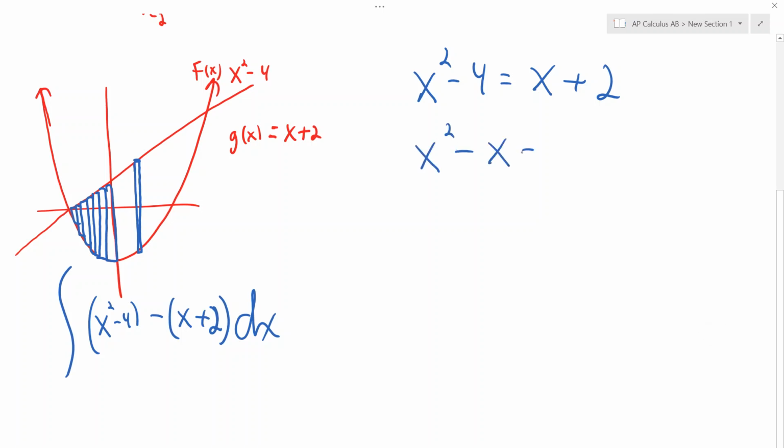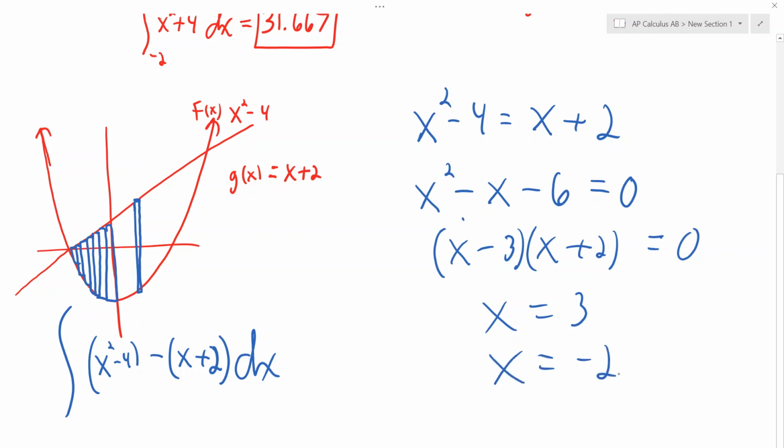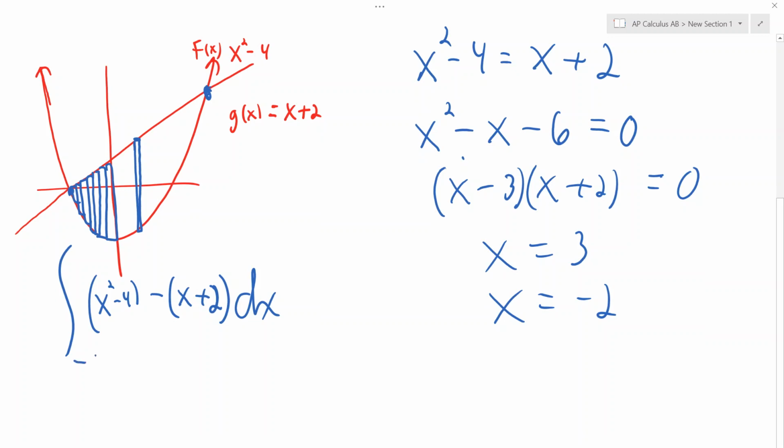You're going to bring that x over, bring the 2 over. You get that? That factors: x minus 3, x plus 2. So they intersect when x is 3 and when x is negative 2. You see that happening. Here's 3, here's negative 2. So we want to add up all those rectangles.